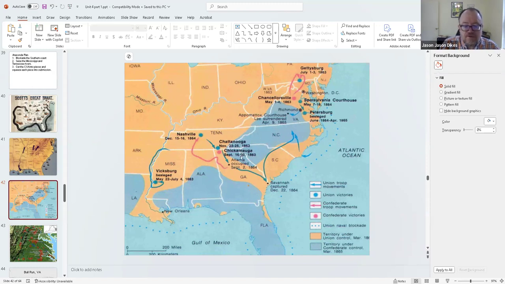This piece here, Georgia through Virginia, at the time that the war ended, there were 5 Union armies operating just in this one section. So that's the squeeze part.